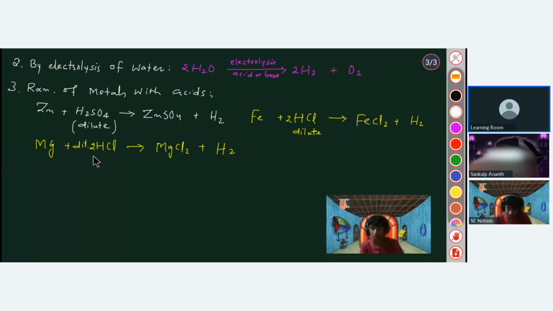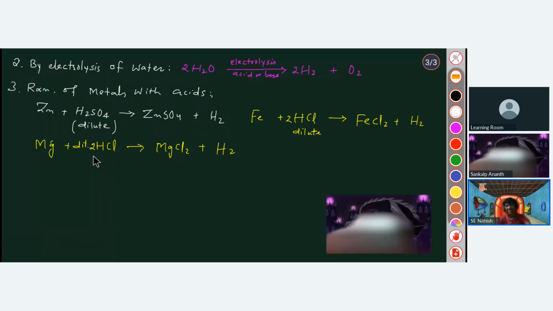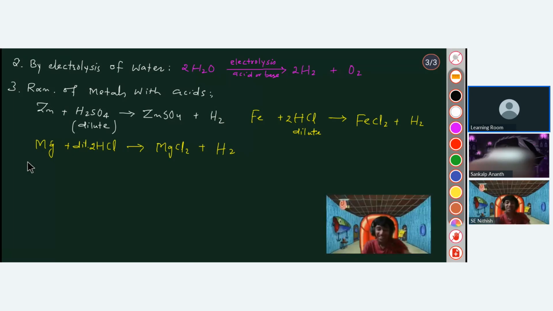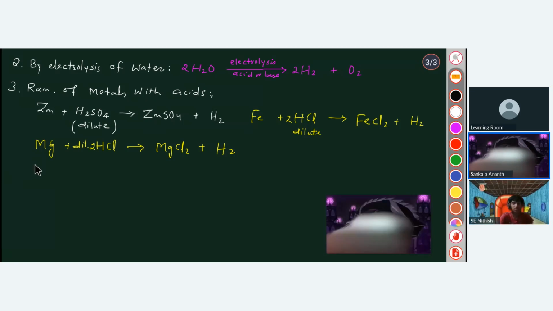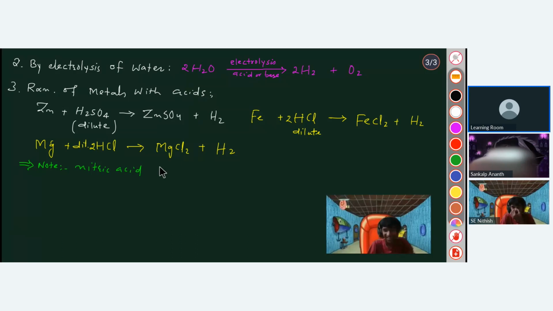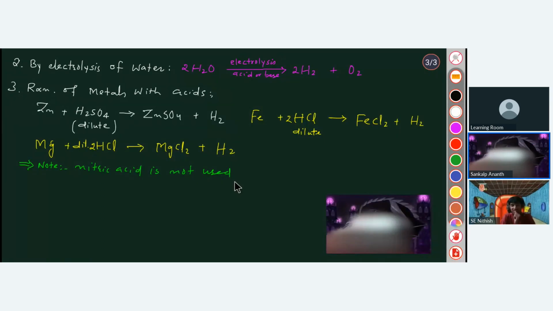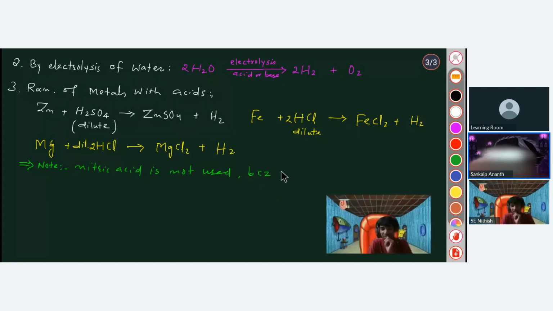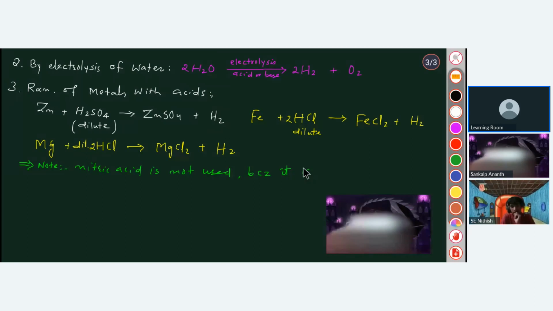Now, can you tell me why we are not using nitric acid? Why is nitric acid not used in this reaction? Nitric acid is highly reactive. It is HNO3, I will write it here. Nitric acid is not used here. Can you tell me why? Because elements like magnesium can't displace hydrogen; nitric acid is actually a strong oxidizing agent.